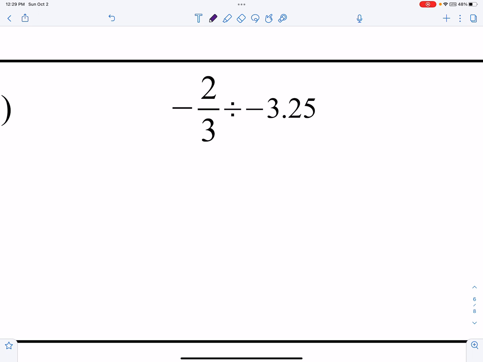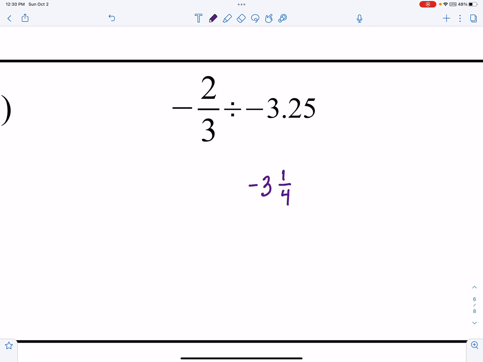Okay, which is why it's also not okay to just type negative 2 divided by 3 and then divided by the negative 3.25. It just won't be accurate because it's rounding it off at the end. So we have to change the decimal into a fraction to do this work. I know that this is negative 3, and 0.25 is a pretty common decimal. Most people know because of quarters that it is 1/4.